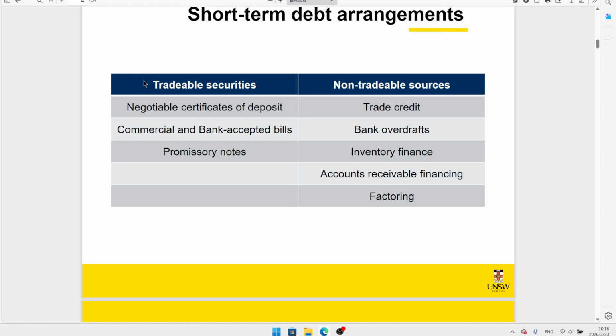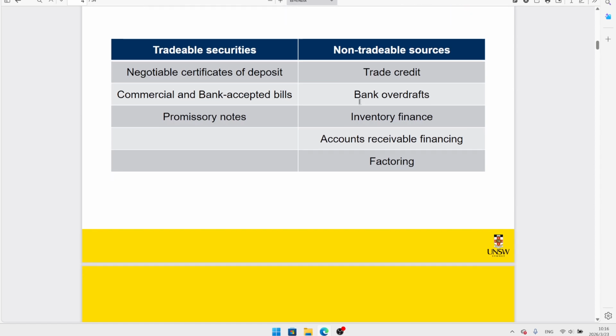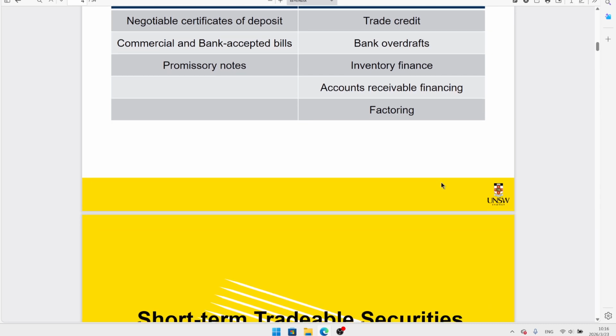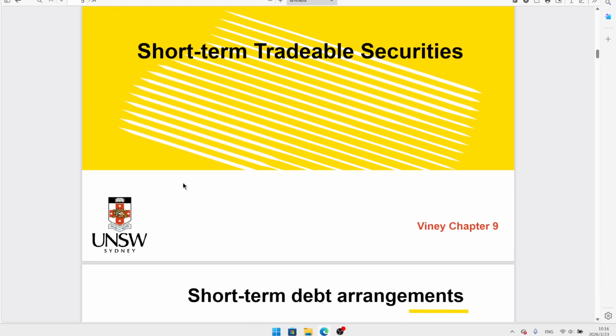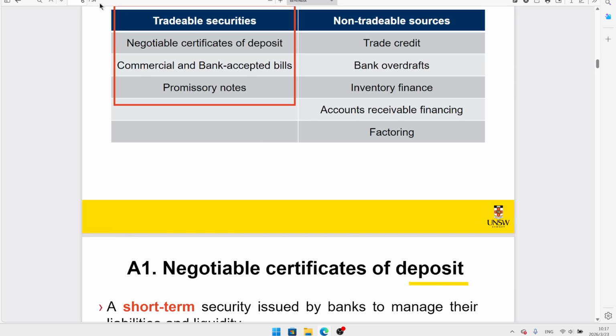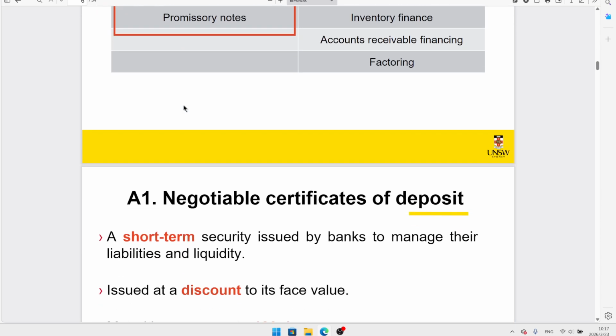There are two types. On the left are the tradable securities: negotiable certificates of deposit, commercial and bank accepted bills, and promissory notes. On the right are the non-tradable sources: trade credit, bank overdraft, inventory finance, and accounts receivable financing, factoring. First, we'd like to discuss short-term tradable securities. There are three types we'd like to discuss in the following slides.